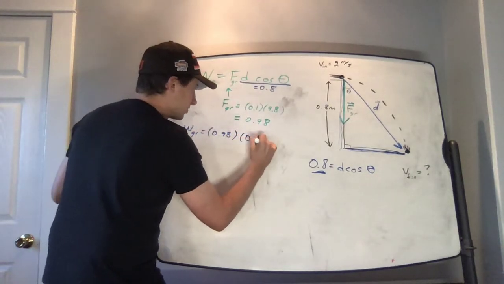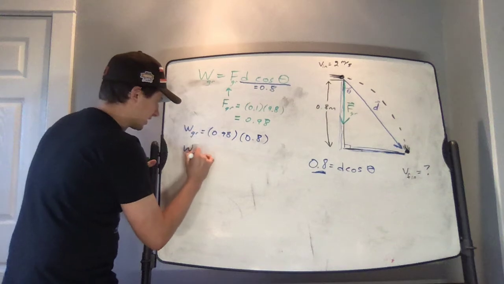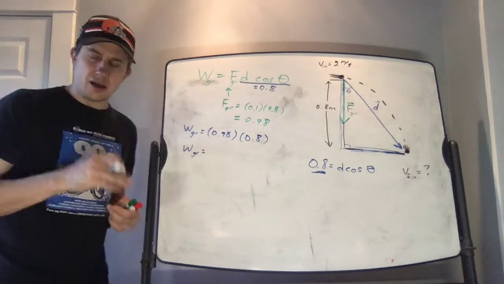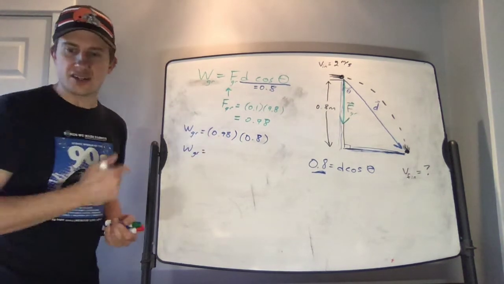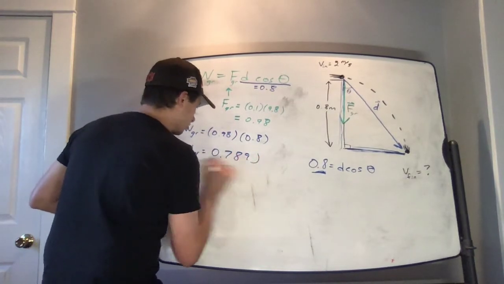So I set that to be 0.8. So I could plug and multiply these numbers together, and I find the work that gravity does on the ball is 0.789 joules.